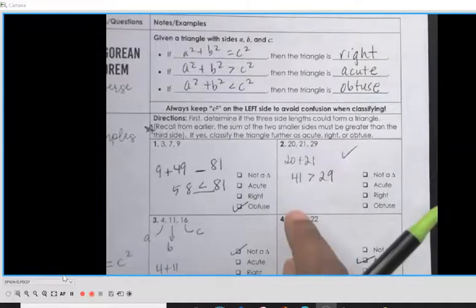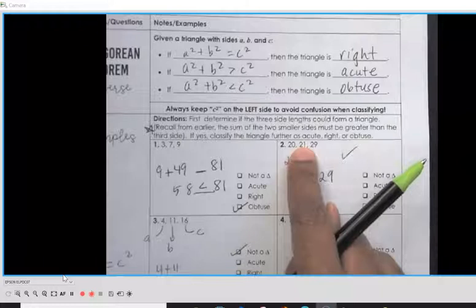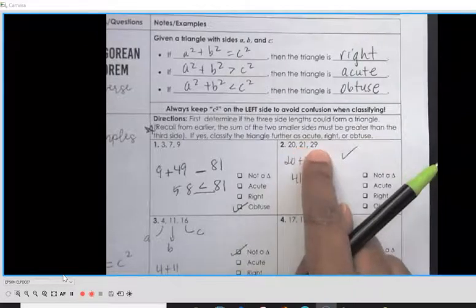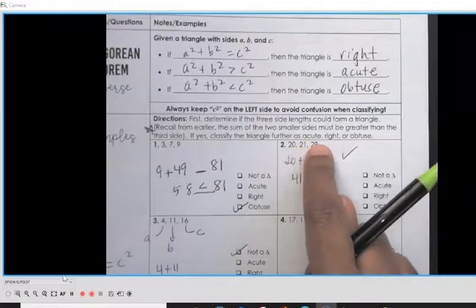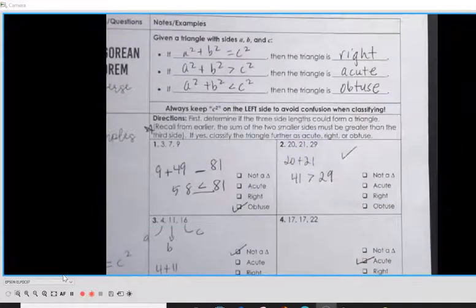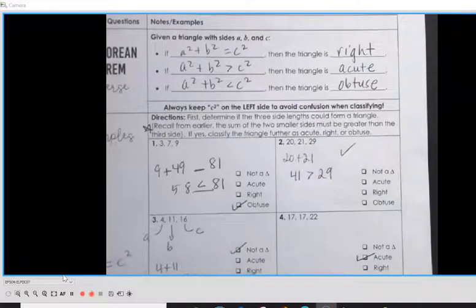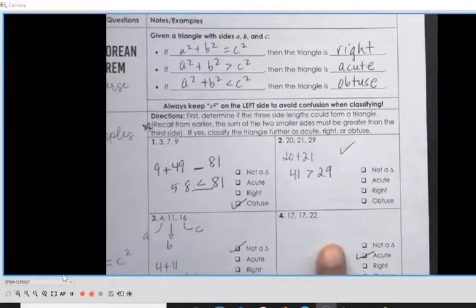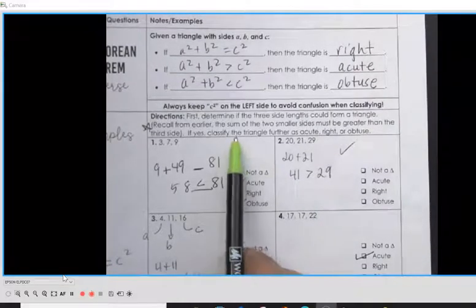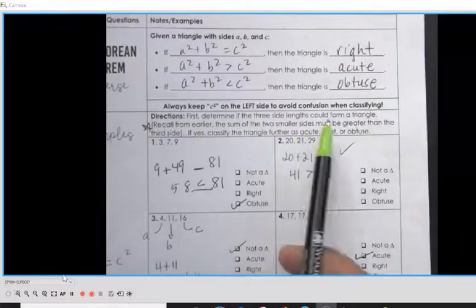So of course, what would I do? I would square 20 for 400, square this, and I think that's 441. And then square the 29, and then if that value is bigger than the square of this one, then I would begin to classify. I will do a couple of these, all right? But just to be clear, before you even start to classify, you have to make sure that the sides follow this: the sum of the two small sides must be greater than the third side.